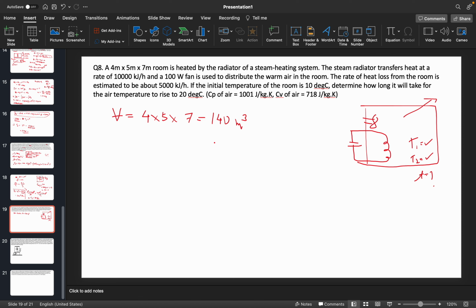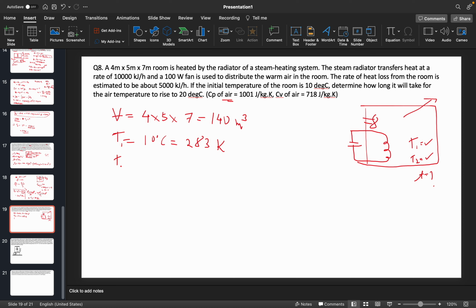So this is the volume given to us. What is it containing? Nothing is given, but Cp of air is given, so this room contains air, and we need to calculate the mass of the air. The initial temperature of the room, T1, is given to us as 10 degrees Celsius. We can convert this into 283 Kelvin. I'm sure you know how to convert from degree Celsius to Kelvin.